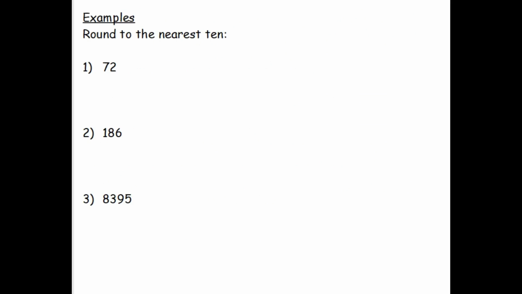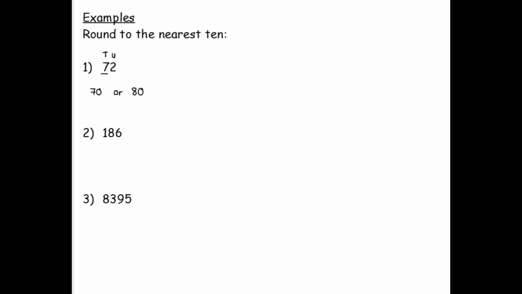So here we are going to round to the nearest 10. So number 1, we have 72. Firstly, let's find our tens column. So remember, we have our units, then our tens. So our 7 is our tens column. So when rounding to the nearest 10, you can only have 2 possible answers. It is either going to stay the same, so it's going to stay as a 70, or it's going to round up, so it's going to go up to the next 10, which is 80. These are our only 2 possible answers for rounding 72.